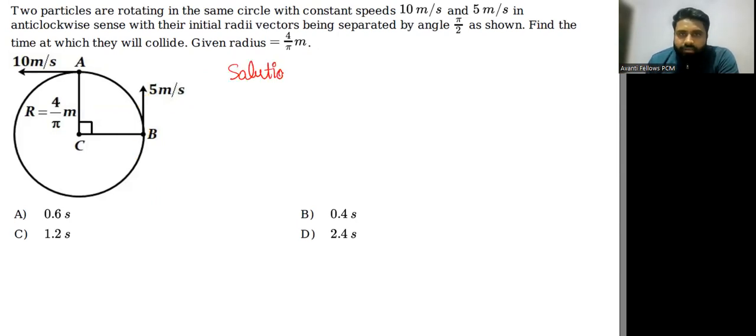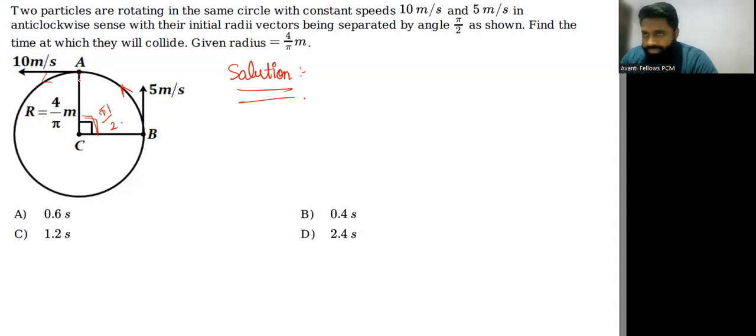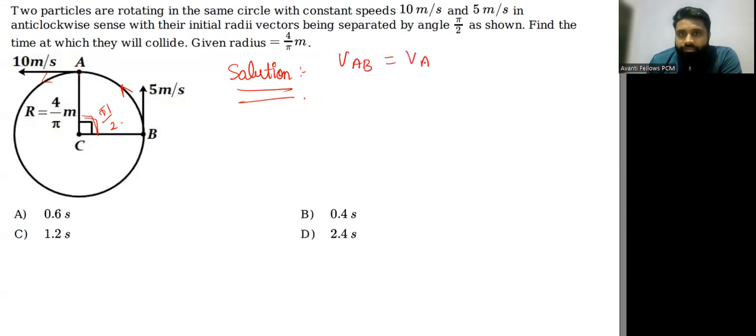Now, solution of this question. Since initially the radii vector is separated by an angle of pi by 2, you can say that this 5 meter per second is moving in this direction, and this 10 meter per second is also moving in this direction. So 10 meter per second is greater than 5 meter per second, so this particle A will reach the particle B first. So we are going to see all the observation with respect to B. Now you have to calculate velocity of A with respect to B, VA minus VB, because they are in the same direction. So 10 minus 5 is equal to 5 meter per second.